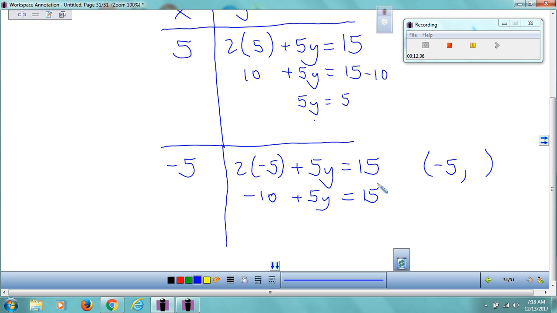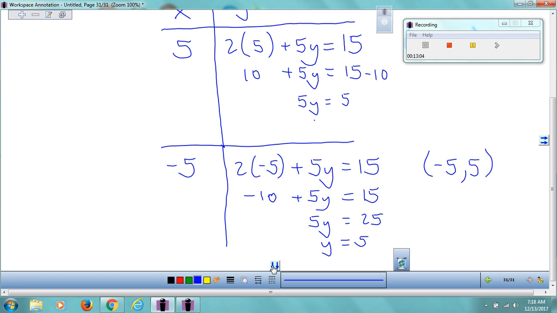Now, when I add 10 over, is 15 plus 10 a number that's divisible by 5? Think about it. If I add the 10 over here, is 15 plus 10 a number that's divisible by 5? And the answer is yes. So we get 25, and when we divide by 5, y equals 5. So when x is negative 5, y is 5.